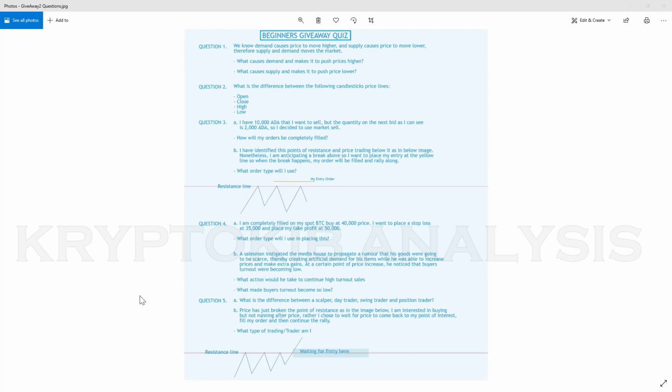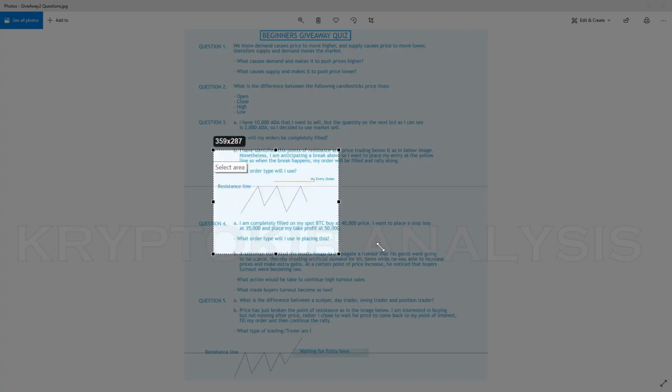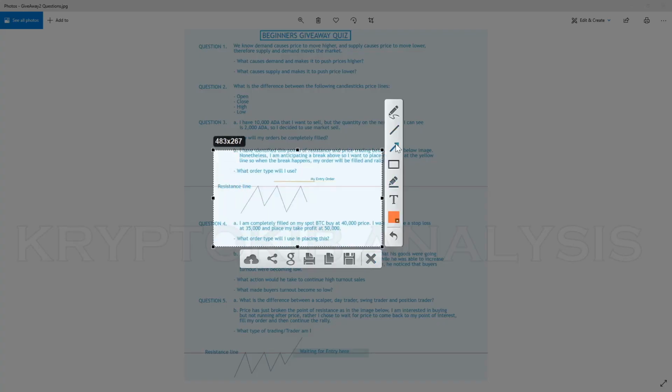Then 3B. I have identified this point of resistance and the price is trading below it, as in the image below. Nonetheless, I am anticipating a break above, so I want to place my entry at the yellow line. That is this very yellow line here. That is where my entry will be. So when the break happens, like we have a break above like this, my order will be filled and rally alongside.